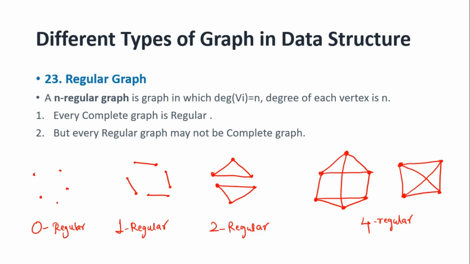Regular graph. A regular graph is a graph in which the degree of every vertex is n, then that graph is called an n-regular graph. Every complete graph is a regular graph, but every regular graph may not be a complete graph. For example, a 0 regular graph: the degree of every vertex should be 0. 1 regular graph: in this graph, the degree of every vertex should be 1. 2 regular graph: the degree of each and every vertex should be 2. This is a 3 regular graph. The degree of each and every vertex is 3.